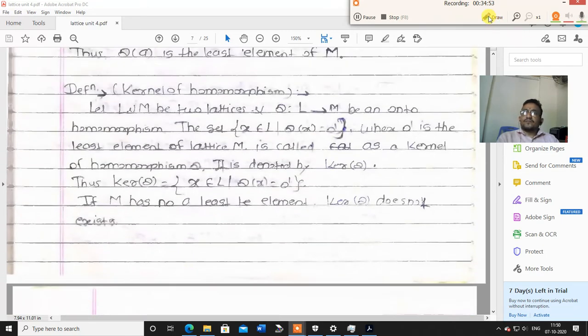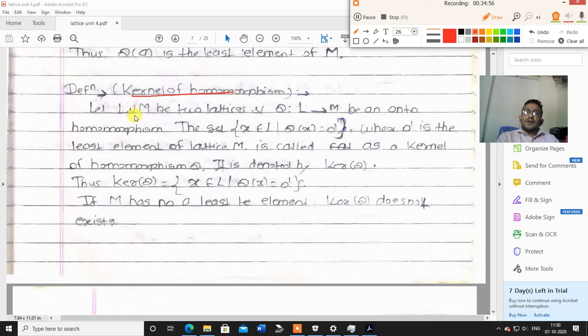So, definition: what is the kernel of homomorphism? Let L and M be two lattices and let theta from L to M be an onto homomorphism. Then the set, what is the set here? It collects the elements of lattice L whose image is the least element in lattice M. What is 0 dash? 0 dash is the least element in lattice M. So it collects the elements of lattice L whose image is the least element in lattice M.